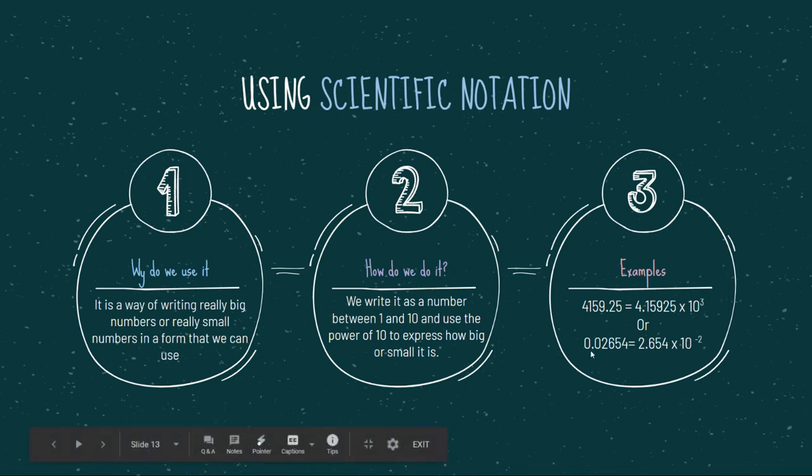But because I'm moving the decimal place to the right and I'm making a very small number a bigger number, because 0.02654 is not the same as 2.654, instead of putting 10 to just 2, I have to put -2. Because what that tells me is that my number was smaller than 1. And when I take it out of scientific notation, which I'm also going to teach you about, I know which way to move my decimal.